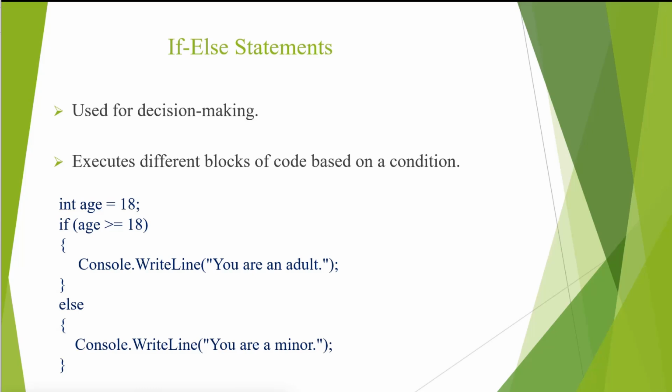The if-else statement is the most basic way to make decisions in C#. It evaluates a condition inside the parentheses. If the condition is true, the first block of code runs. If it's false, the else block runs instead. In this example, if age is 18 or more, the program prints "you are an adult." Otherwise, it prints "you are a minor."